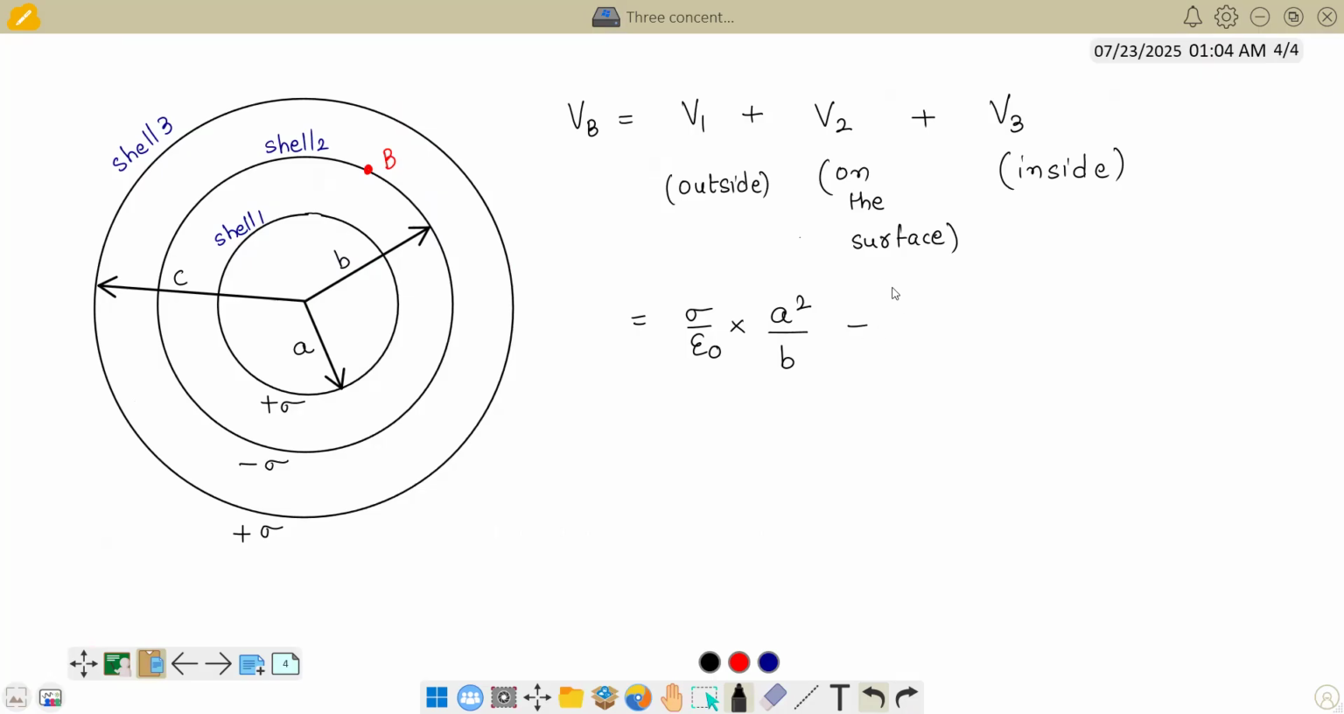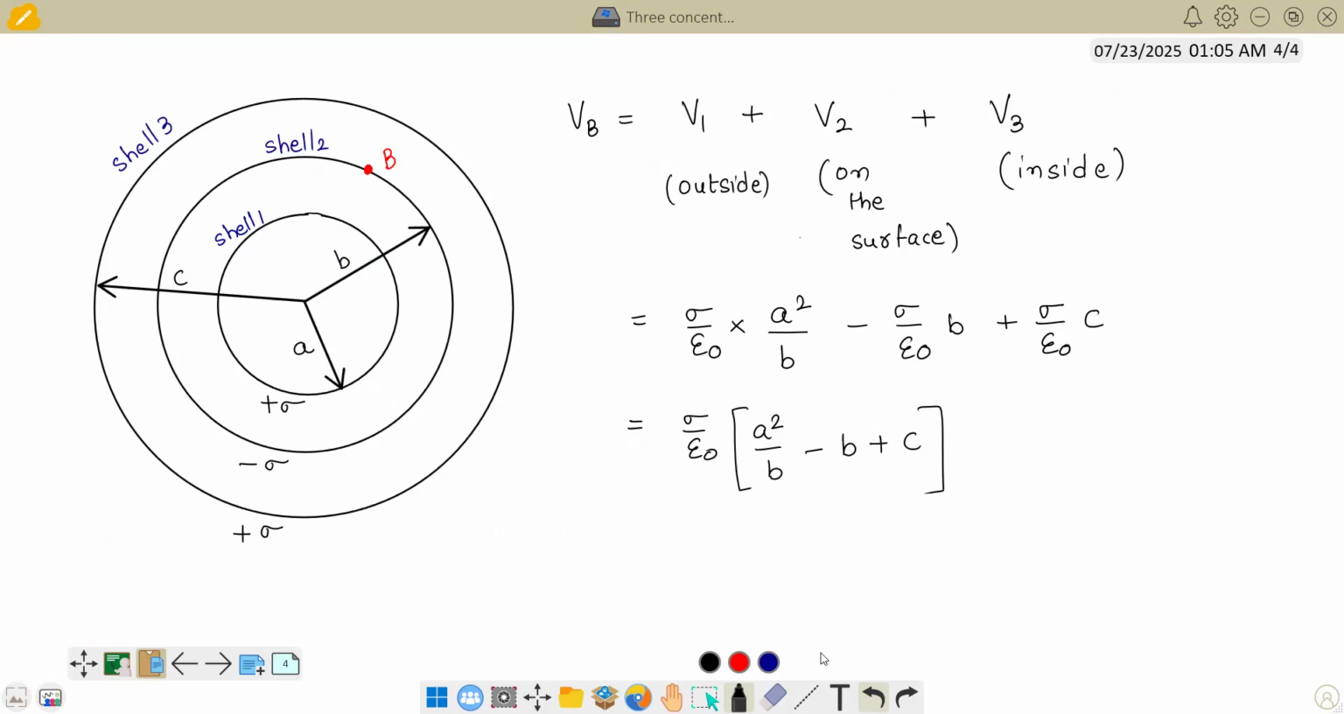For the second shell, since it is on the surface, it is minus surface charge density, minus sigma by epsilon naught into the radius of the shell. The radius of the shell is B only. Then plus sigma by epsilon naught into, since it is inside shell 3, the radius of the shell C. So if I take sigma by epsilon naught common here, I will get A square by B minus B plus C. So this is the next expression that we got.